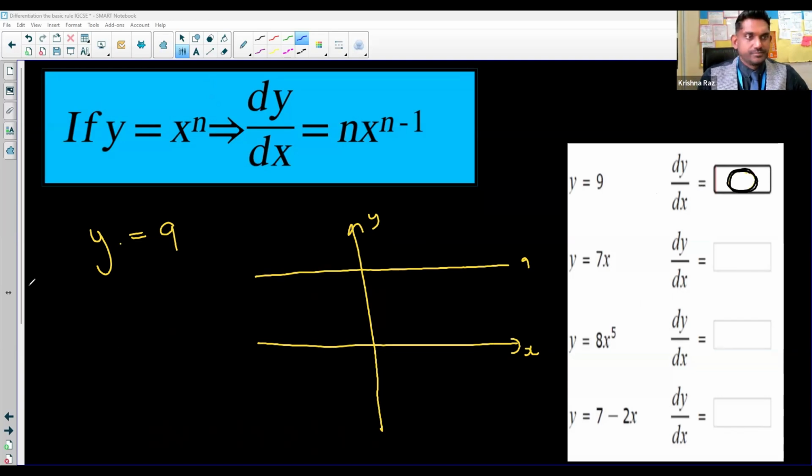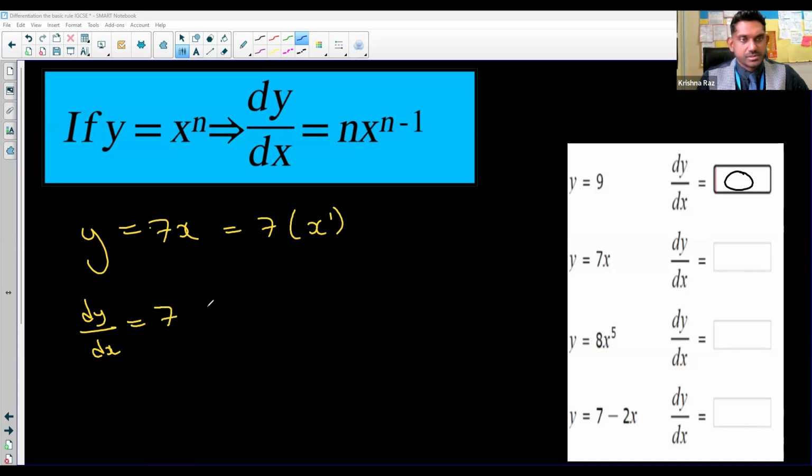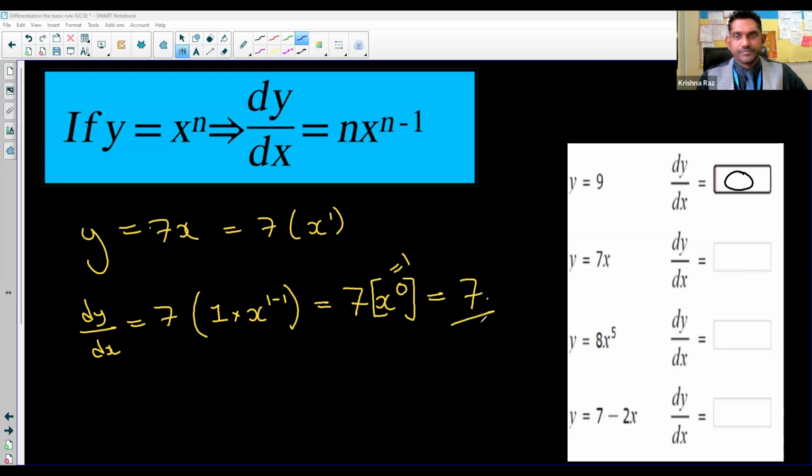Now let's look at the next one. We have y equals 7x. So that is 7 times x to the power of 1. So we have 7 times, the old power goes to the front, and we do to the power of 1 take away 1. Well, that is 7 times x to the power of 0. Anything to the power of 0 is 1. So the answer is 7.